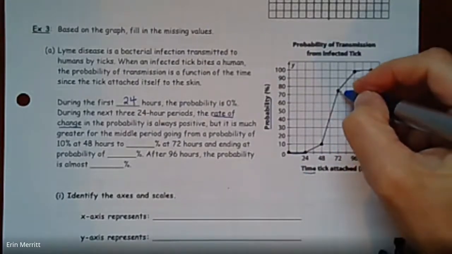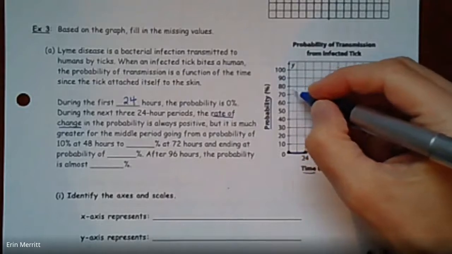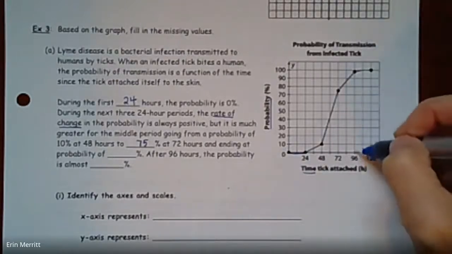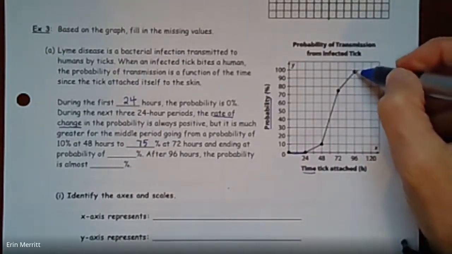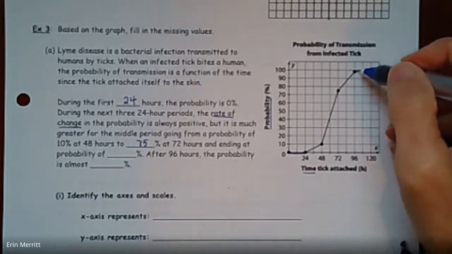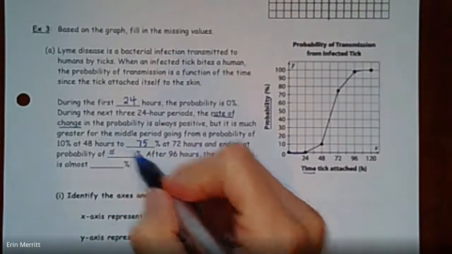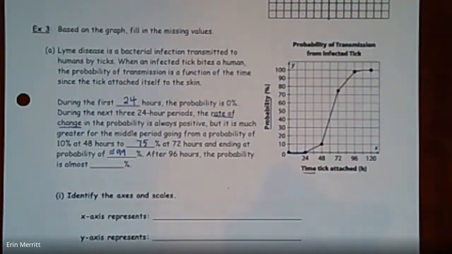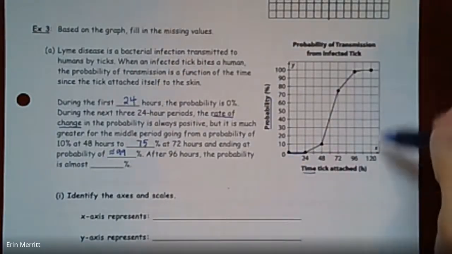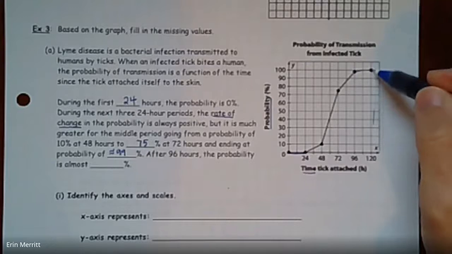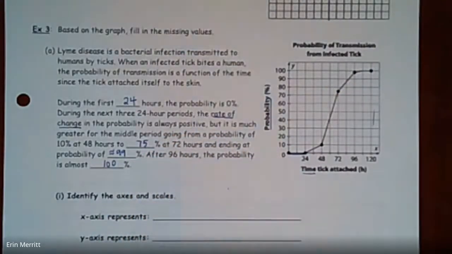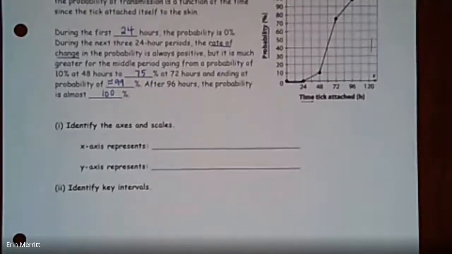All right, so at 72 hours, I would say like 75%, something like that, right? And then ending at a probability of blank percent. So the last part right here, I would say maybe 98, 99, something like that. We can even go approximately. And then saying after 96 hours, the probability is almost what? Well, after 96 hours, it's essentially 100%, meaning it's going to be a guarantee, unfortunately, that you would end up with Lyme disease. So like I said, real uplifting.